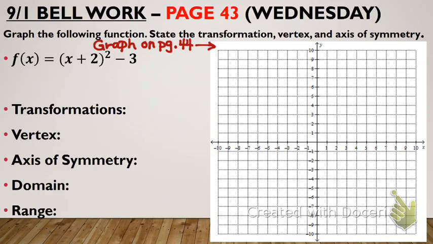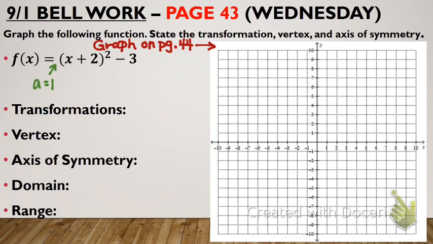All right, let's start talking our way through this bell work. First thing I want to do is go through and identify the A, the H, and the K values. What is my A value? It's 1. It's found right here, but since I don't see a number there, it's a 1. That's the only one that if I don't see it, it's a 1.